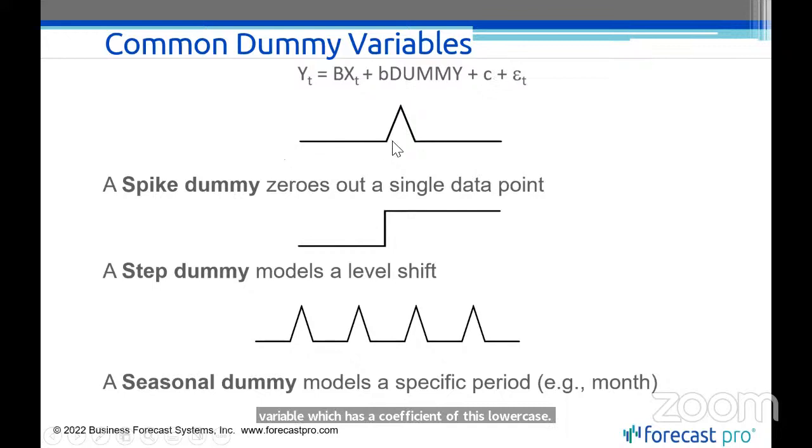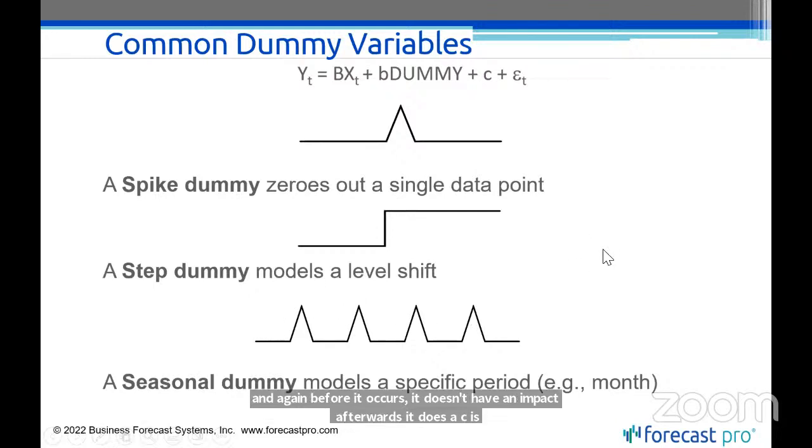Think about this variable that's all zeros with one non-zero point, where let's say it's the value 1 and 0 afterwards. This is called a spike, and it only has an impact when it's a 1, because every other period it's b times 0, and it doesn't change the rest of the regression. On the one period where it's the value of 1, it's going to move demand up or down by b, depending on if b is positive or negative. It's kind of the equivalent of throwing away a data point. Another common one is a shift, sometimes called a step dummy, where it's before and after. You put in zeros, and then after the fact, you could put in ones. And again, before it occurs, it doesn't have an impact. Afterwards, it does. A seasonal dummy is common as well.